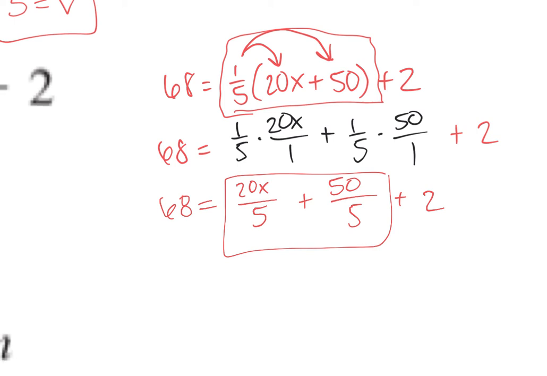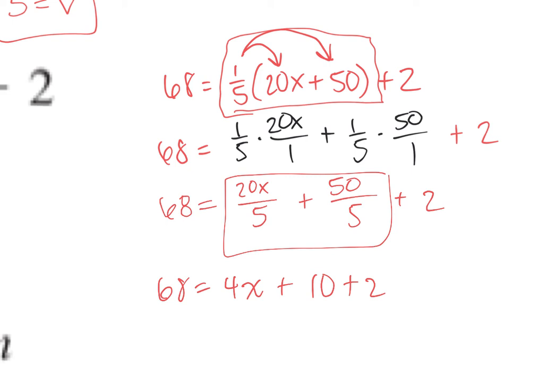All right. Is 20 divisible by 5? Yes. How many times? 4. So we write 68 equals 4x plus, is 50 divisible by 5? Yes. How many times? 10. So we got 10 plus 2.